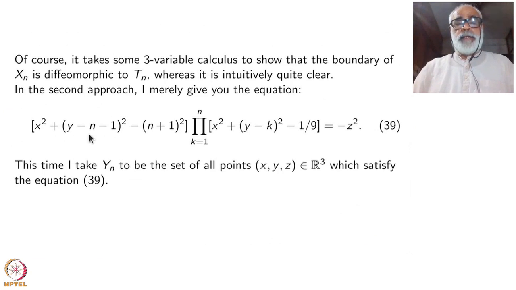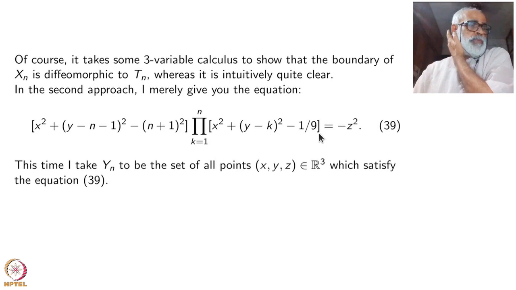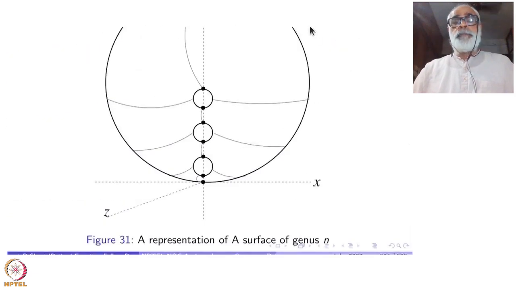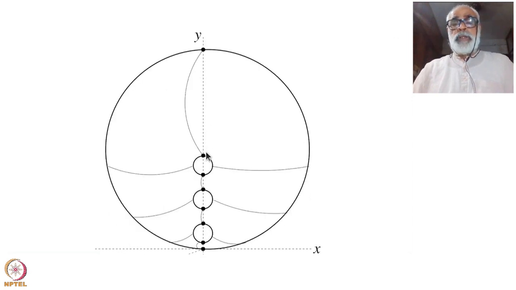Take this equation, on the left hand side, just put equal to 0. What is the meaning of that? Putting the third coordinate equal to 0 means intersection with R2. If some product is zero, at least one of the factors must be zero. When this factor is zero, you get a circle. When the other factors are zero, you get various circles. What are those circles? They are the circles here. One is the biggest circle. All of them have centers on the y-axis with some radius. The radius of the first circle is n plus 1.